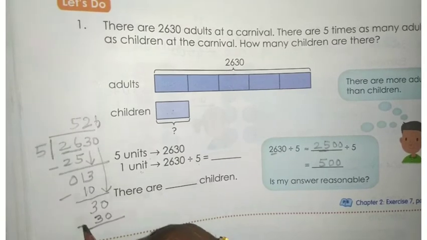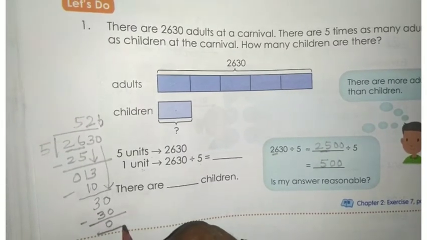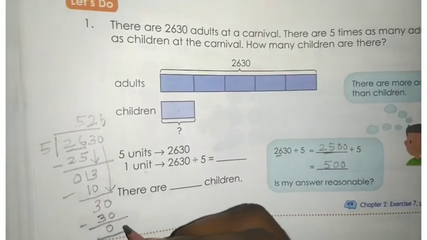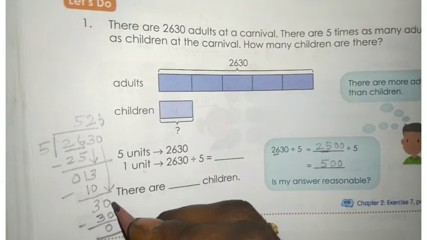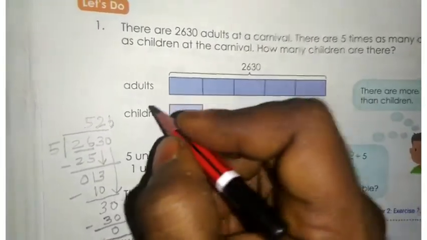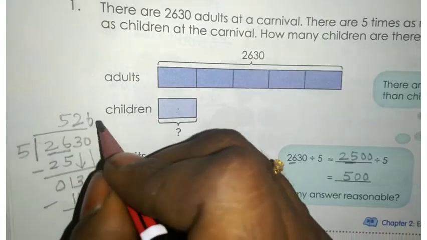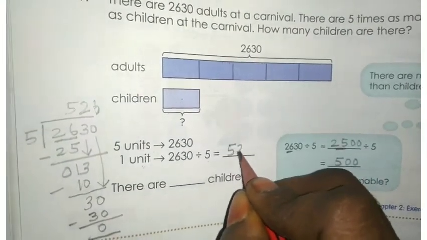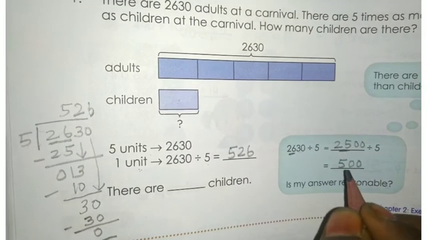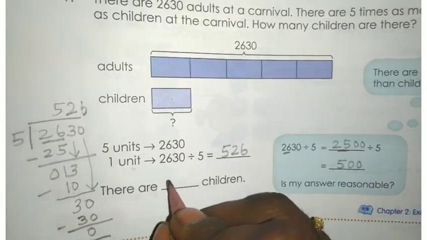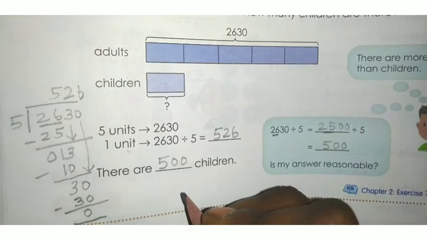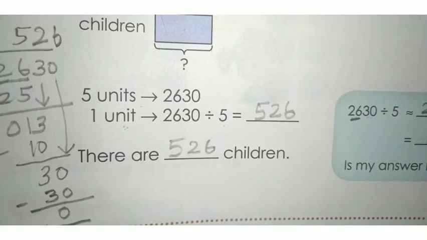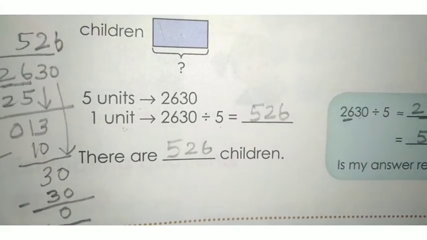Subtract these two. You got the remainder as 0 after subtracting 30 minus 30. So your answer is 526. Is it nearer to 500? Yes. 526 is nearer to 500. Therefore, there are 526 children.